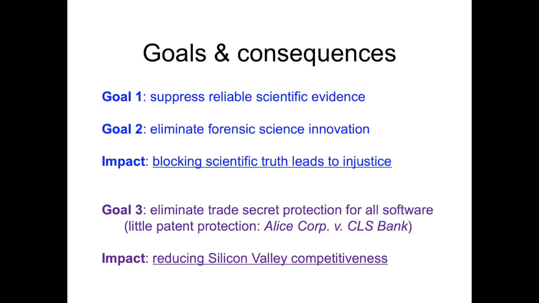So the goals are mainly to suppress scientific evidence in a case, and more largely as a national effort to eliminate forensic science innovation. But the impact would be to block scientific truth, which in my view leads to injustice. I have a lot of experience seeing that. And there's another goal that I sense in many of the amicus briefs, which is to eliminate trade secret protection for all software. In light of the minimal patent protection after the Alice decision, I would say trade secrets is what we have left, and the impact on reducing Silicon Valley and America's competitiveness in the software industry is not good for the country.